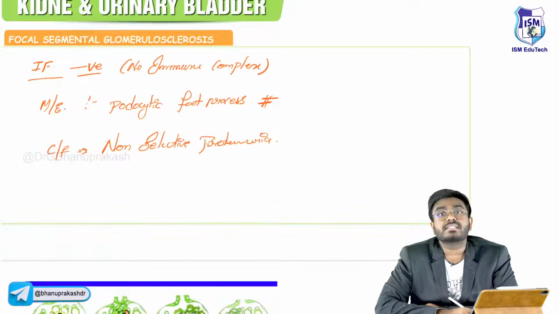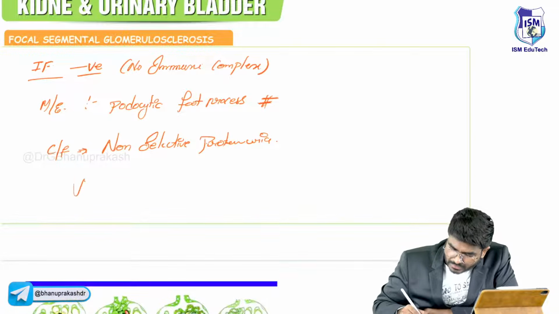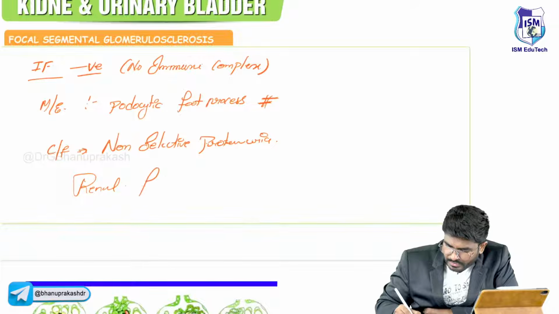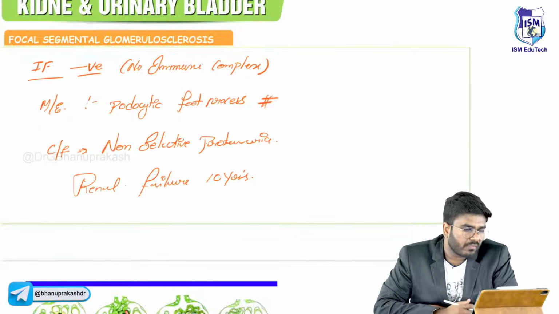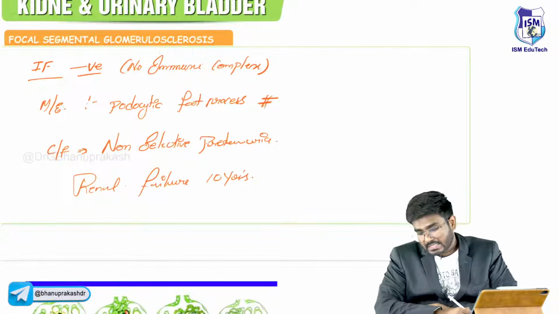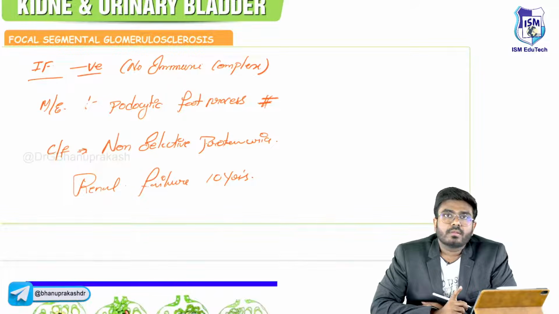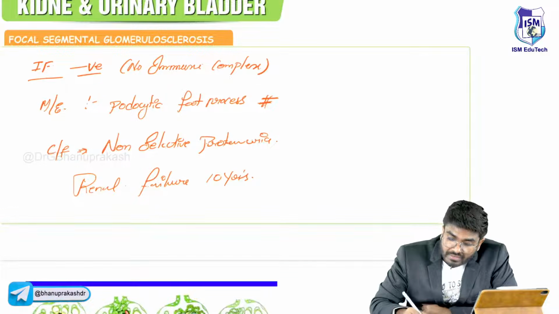So these patients are at risk of renal failure. Renal failure will occur in 10 years. In 10 years, kidneys are going to be totally damaged. That's the important point. The next important point is, look, histological variants they will ask you. Histological variants.